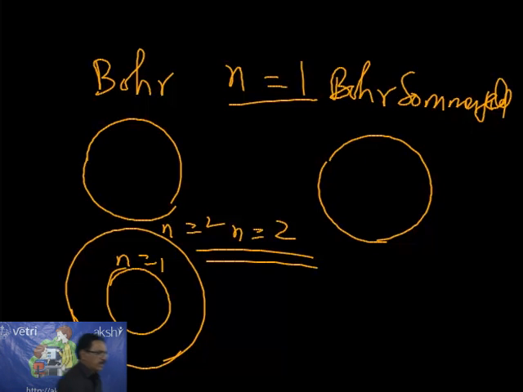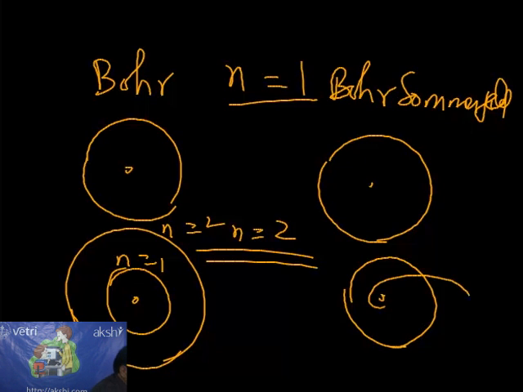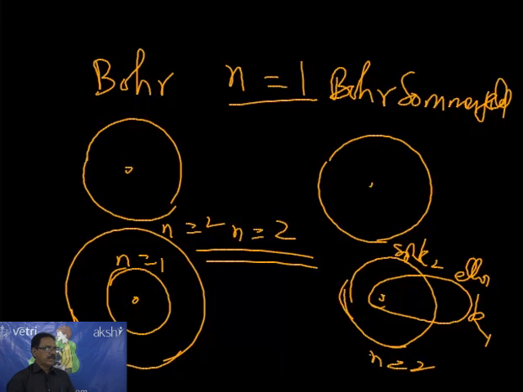When you come to Bohr-Sommerfeld, now just see. This is n equal to 2, so one is elliptical and this one is spherical. These are represented by k: k1 and k2, so k2 is nothing but n2. This is the main difference between Bohr and Bohr-Sommerfeld. According to Bohr, all orbits are spherical, whereas according to Bohr-Sommerfeld, all the orbits are elliptical, but one of the elliptical orbits is spherical.